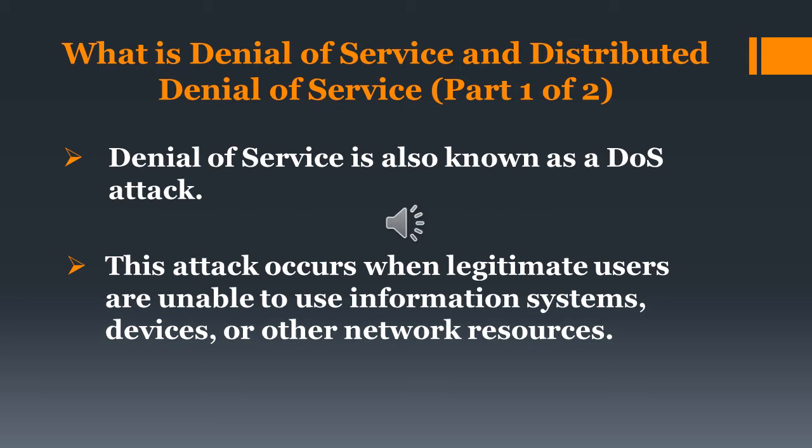Before we try to protect ourselves from this attack, we need to know exactly what it is. A denial of service attack occurs when legitimate users are unable to use information systems, devices, or other network resources. Attackers usually go for big companies, but sometimes they will go for individuals. This attack can happen to anyone, really, and if you don't have a good understanding of this attack, you will be lost and you won't know who to contact. And if you don't know how to deal with the situation, you could lose a lot of information that you have on your computer.